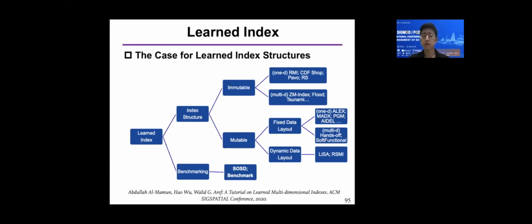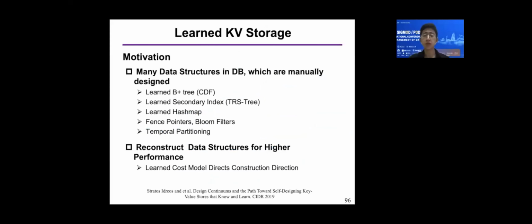And for the mutable learned indexes, there are fixed data layout indexes like ALEX, which dynamically adjusts the shape and the height of the RMI index depending on the workload to provide more robust performance even when the data distribution is skewed or dynamically changed. And due to the time limit, you can find more details in the related tutorial in SIGSPATIAL 2020. We just do not give more details here.